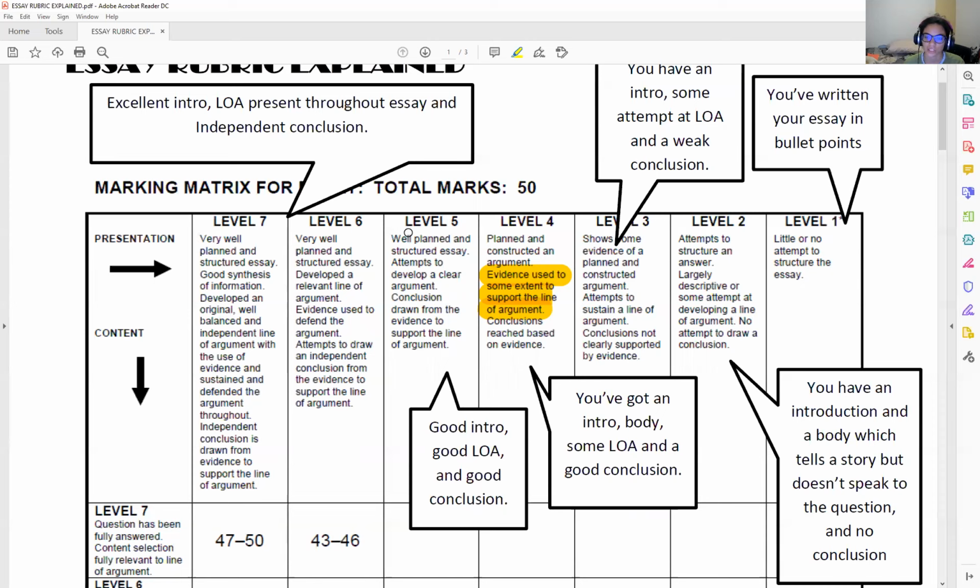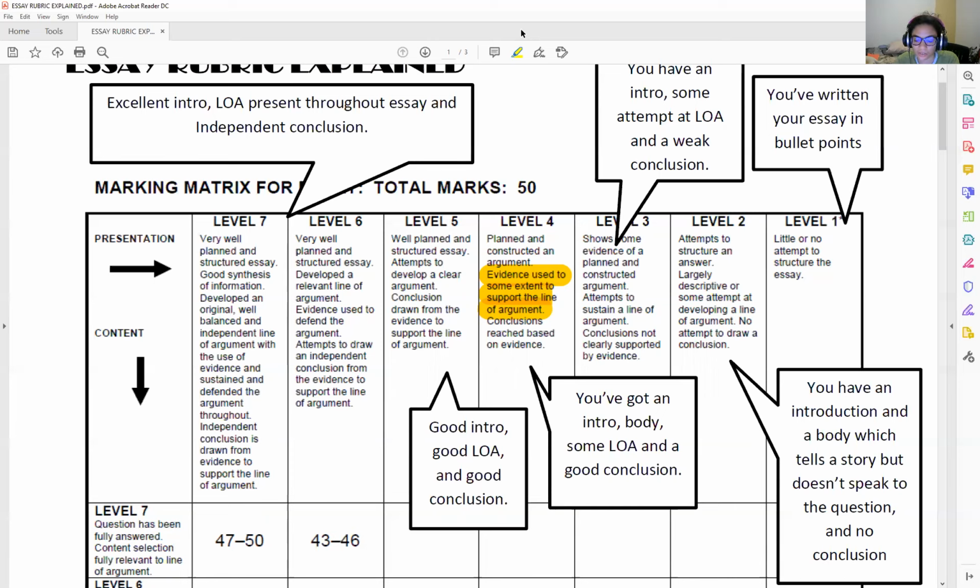And that is essentially where most students fall when they write their essay, at least in my class. And then you've got a level six and a level seven. You'll notice that I only put one thing here for the level six and the level seven, because it's so difficult to differentiate between a level six and a level seven.